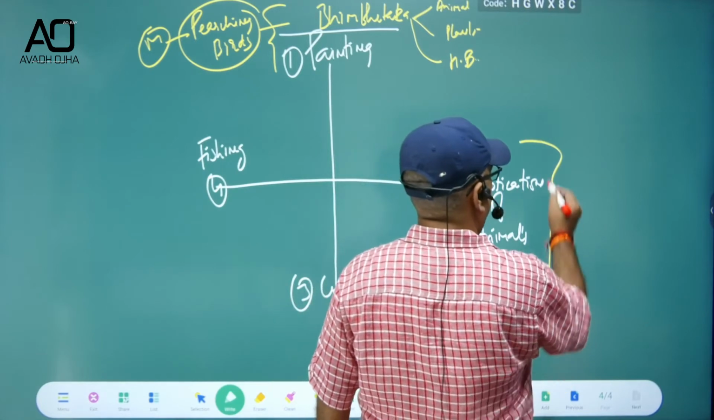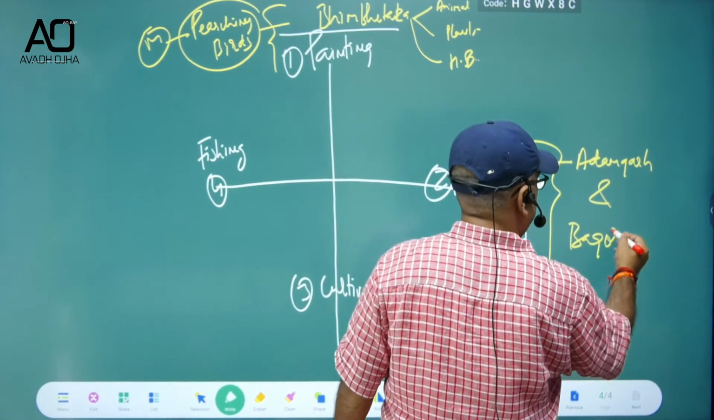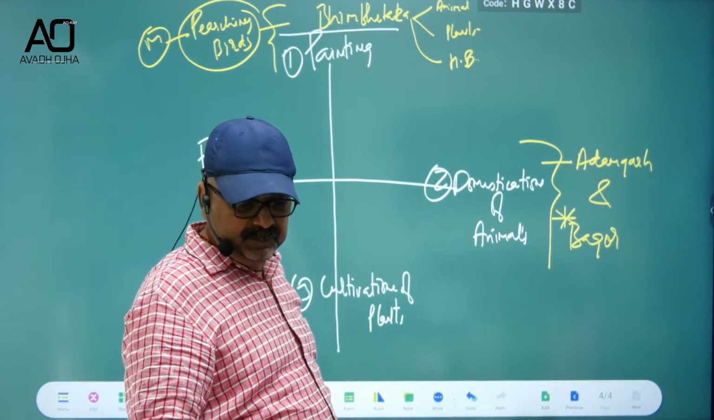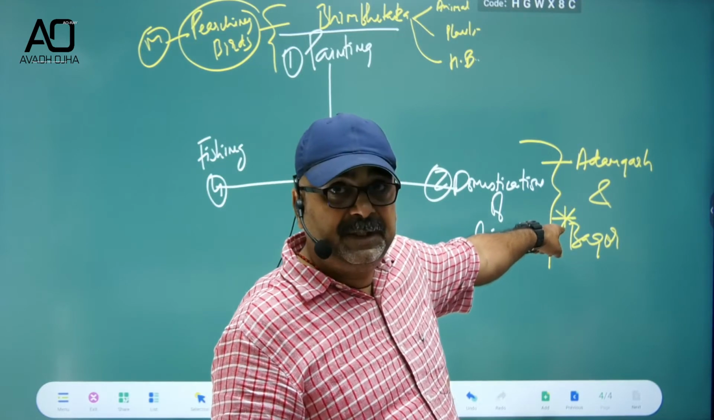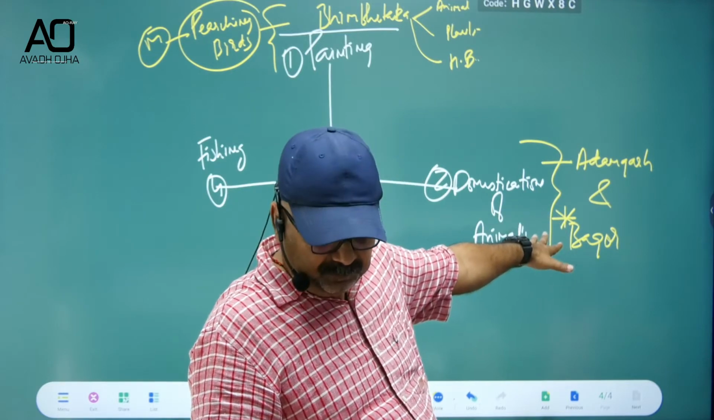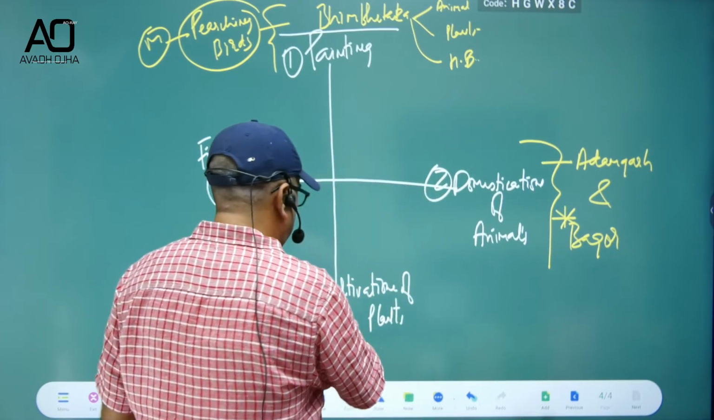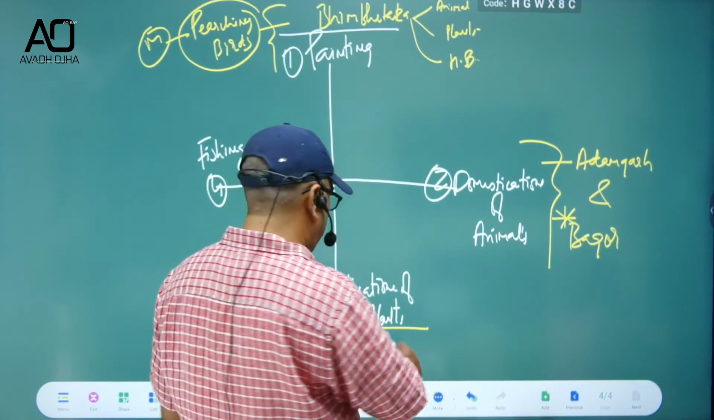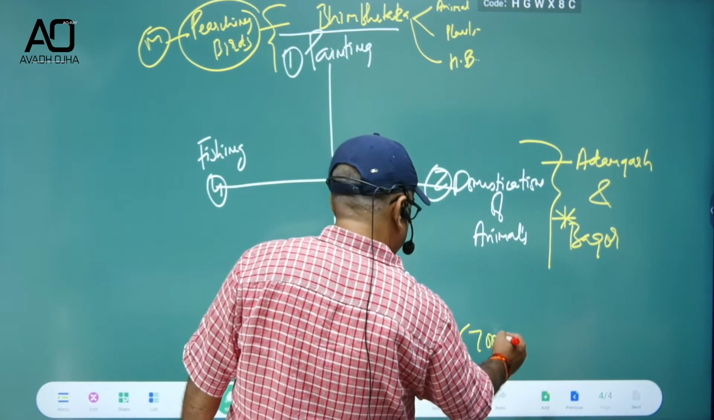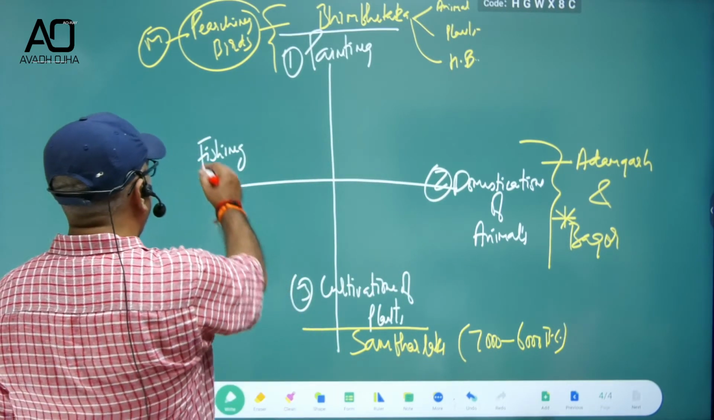Adamgarh and Bagor. Bagor is the most excavated site. Very important. Distinctive microlithic industry. Hunting and pastoralism. Occupied for 5000 years. Cultivation of plants, Sambhar Lake. Evidence from Sambhar Lake, Rajasthan, 7000 to 6000 BC. Fishing example from the paintings.